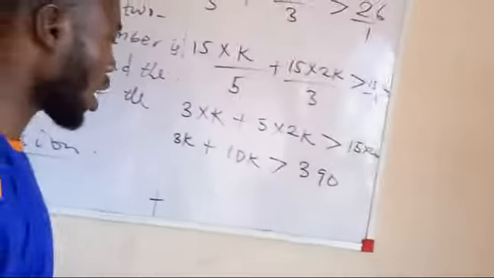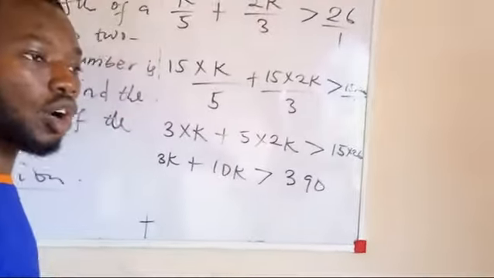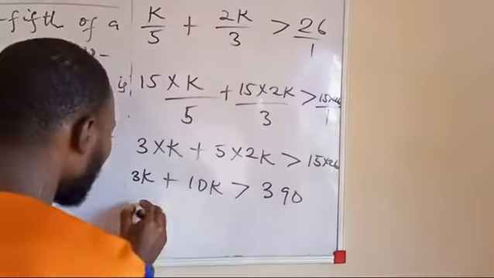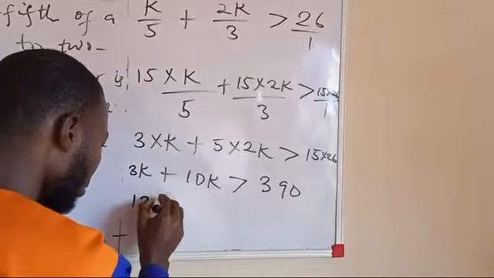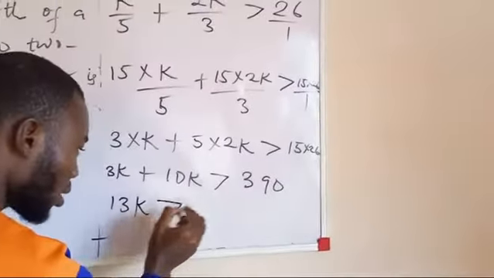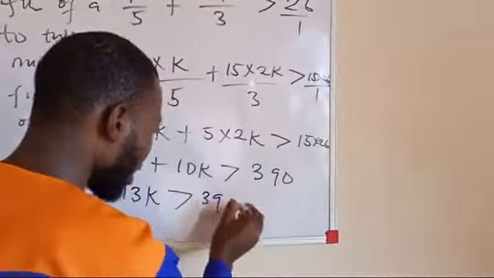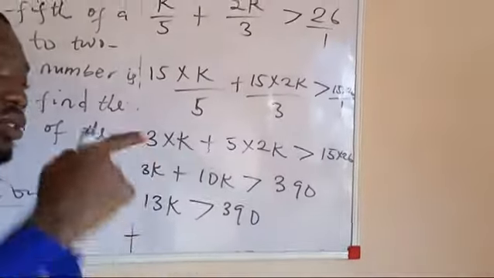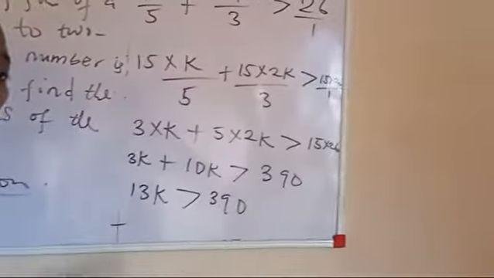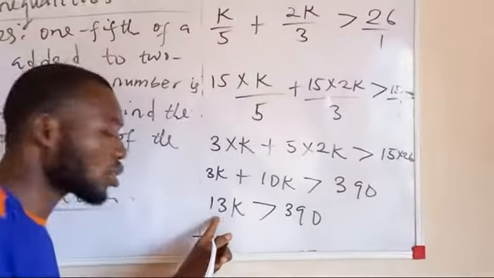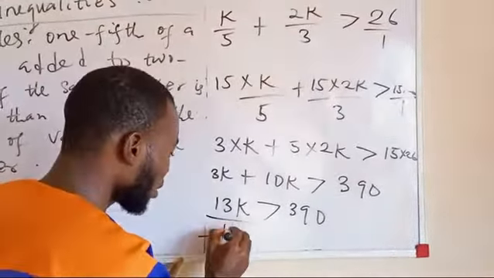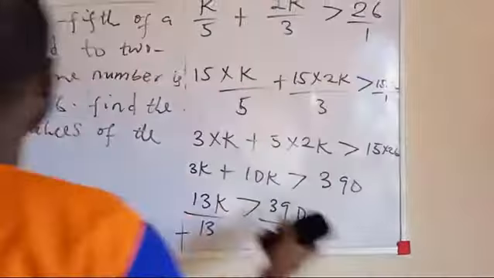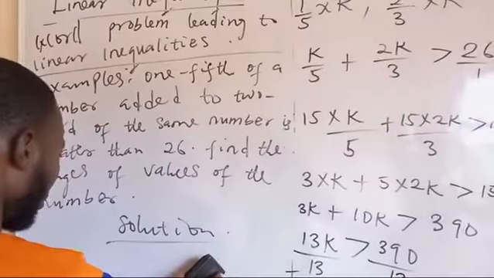So at this point, we add up the unknown term. 3k plus 10k will give us 13k is greater than 390. For us to get the value of k now, we have to divide both sides by the coefficient of k to obtain the correct value of k. And the coefficient of k here is 13. We have 13. We have 13.